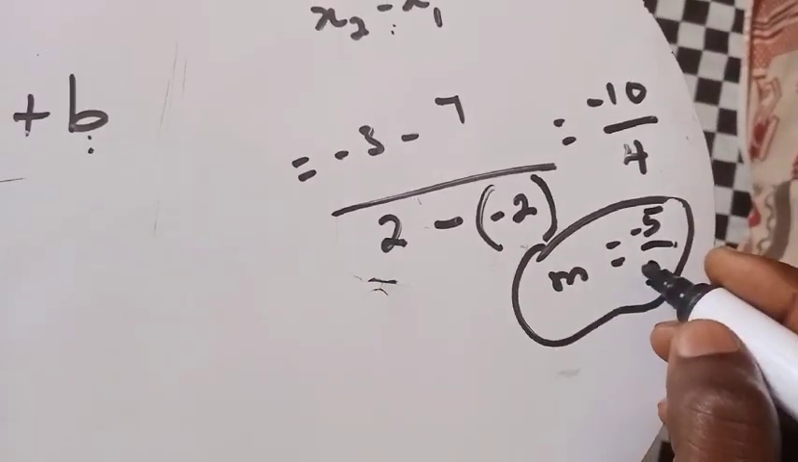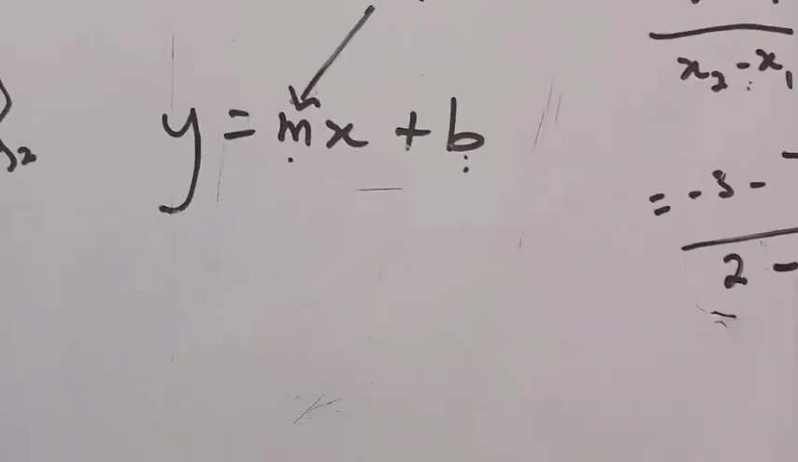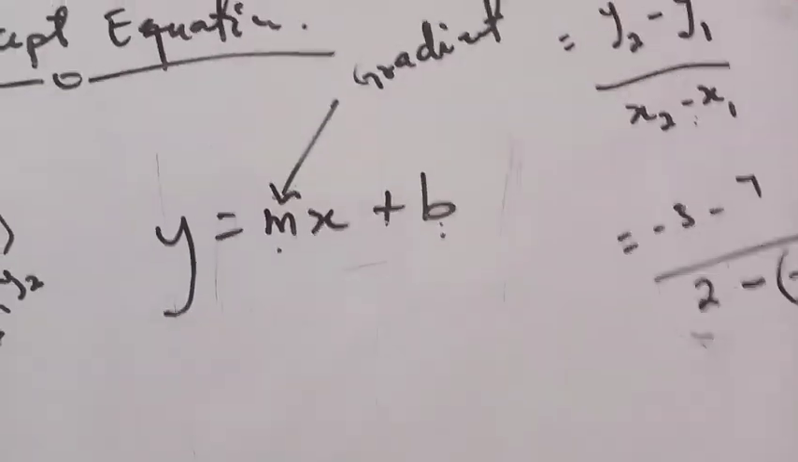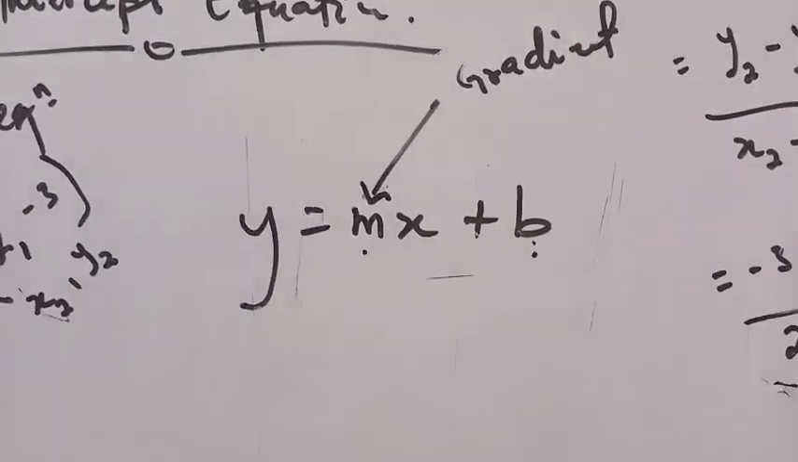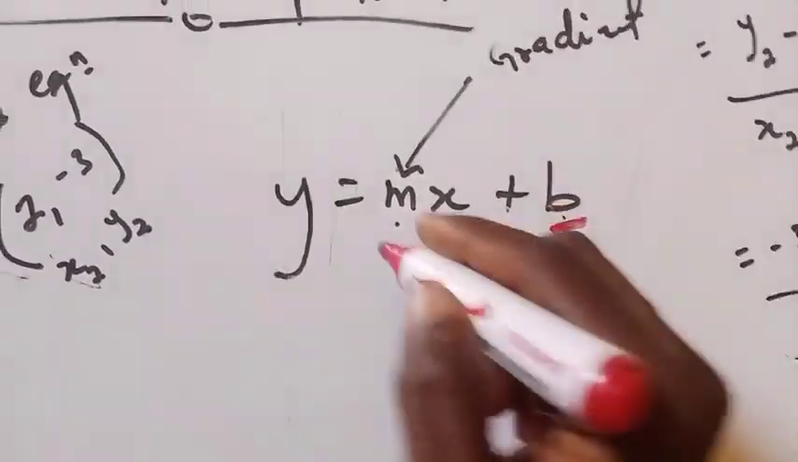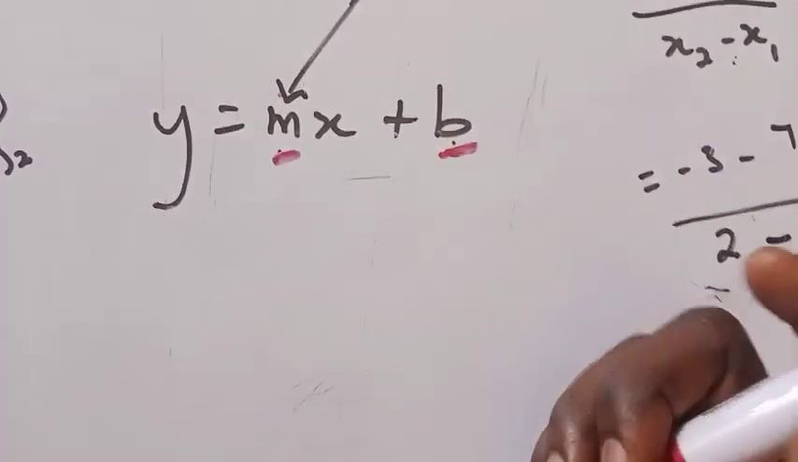So now we have the gradient to be on -5 on 2. That is what we have to be on the gradient. What again are we looking for? So as I said, there are just two things that you must find in order for you to write the slope intercept equation. So this one as well as this one. So you already have the m, which is the gradient. So how do you determine the b?